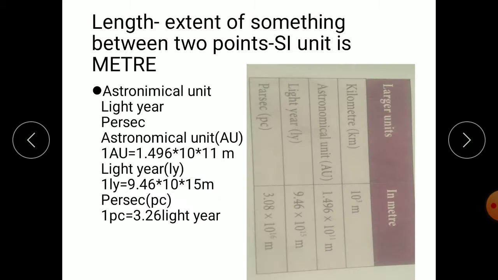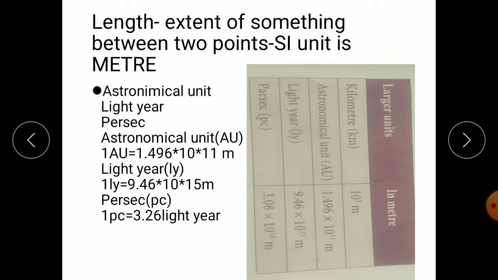So length is the extension of something between 2 points. So this is measured between 2 points. That's 5 kilometers or 5 meters or 5 centimeters, whatever it is, and its SI unit is meter.